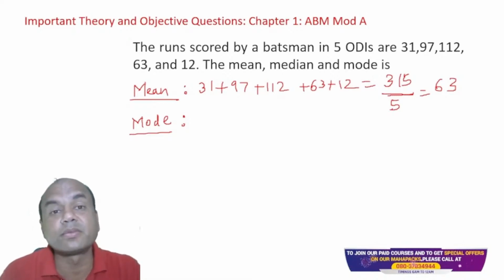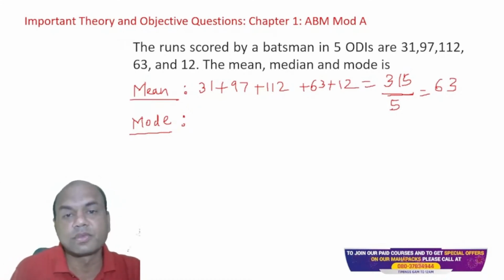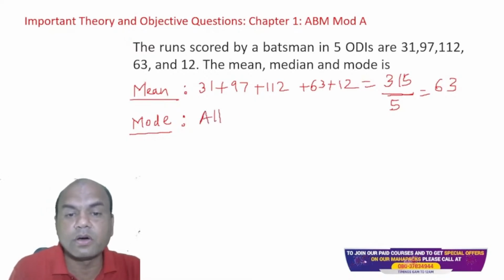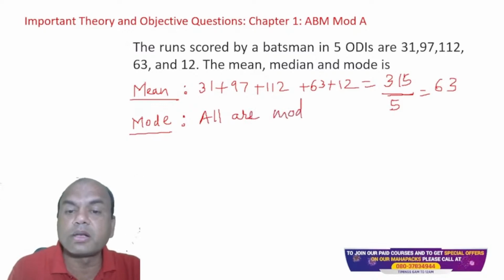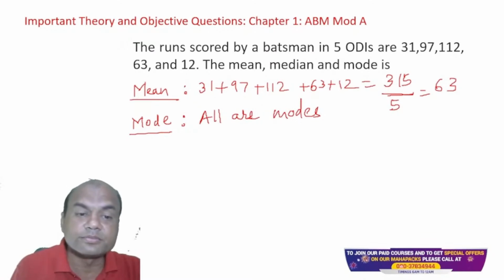Who's coming maximum number of times? But here none of them is repeated. So, which is the mode then? All are modes. Whenever the numbers are not repeated, everyone is a mode. Okay? Now median. How to find out the median?